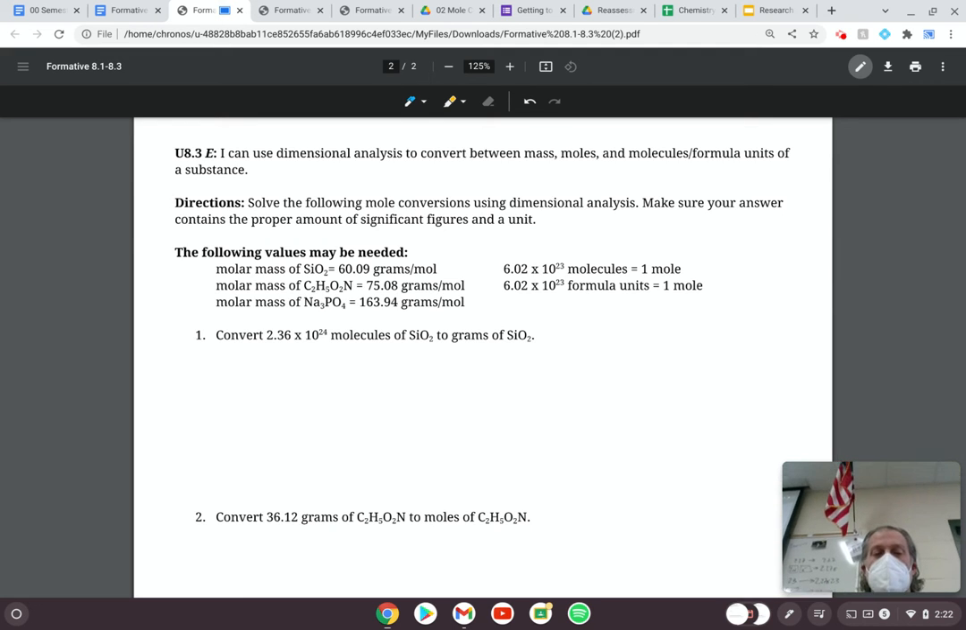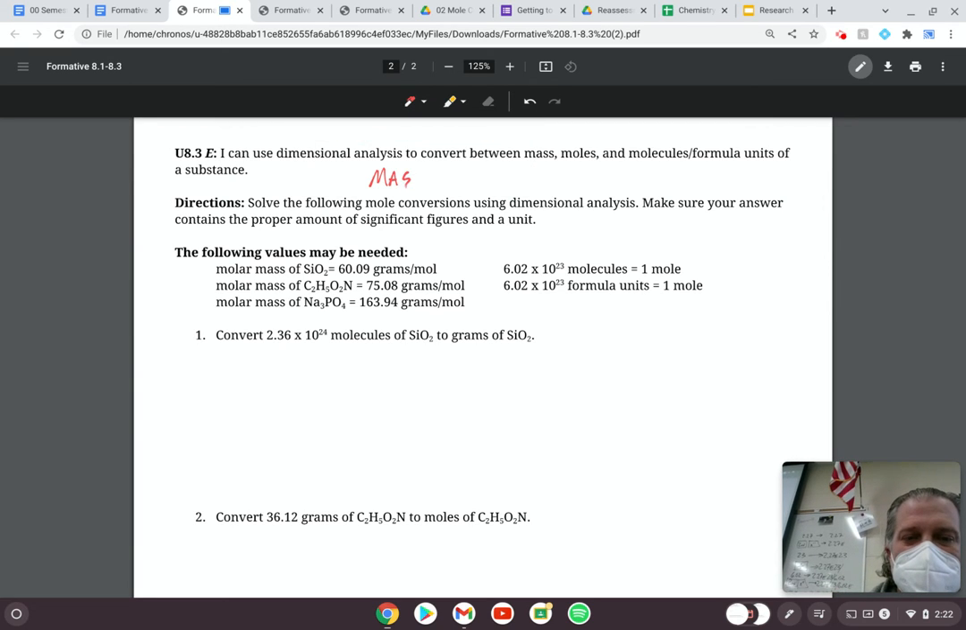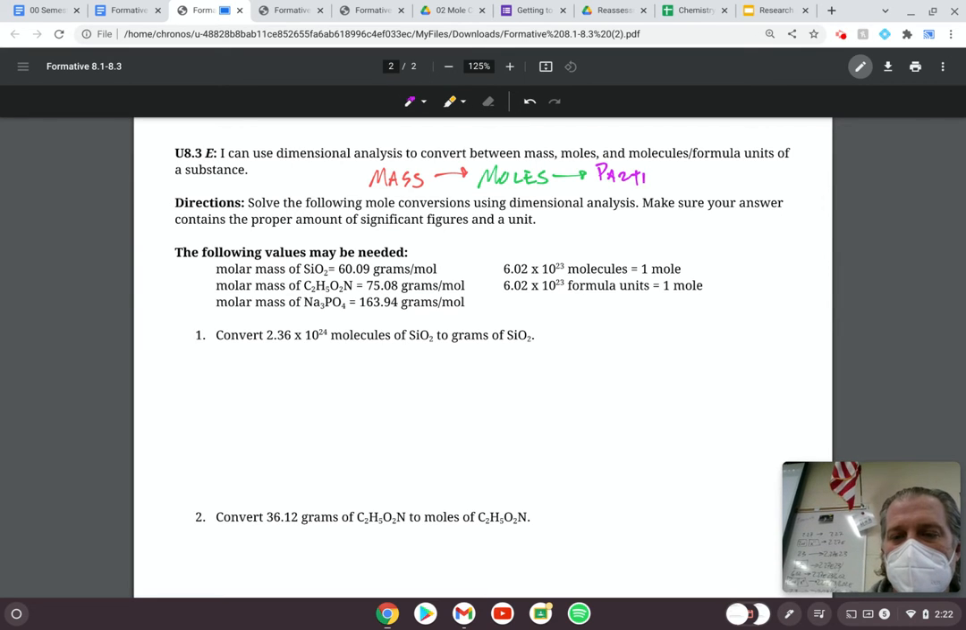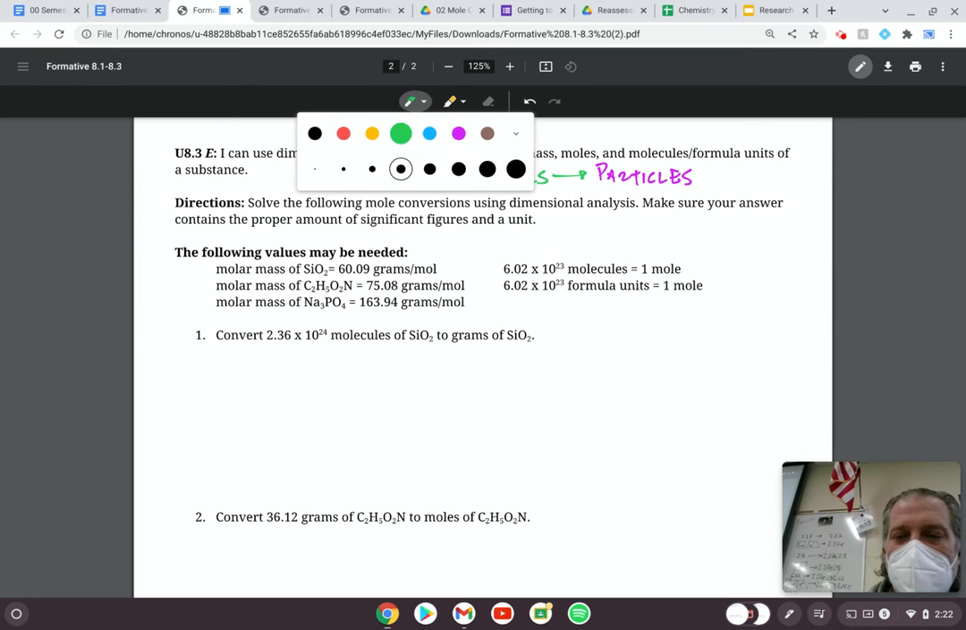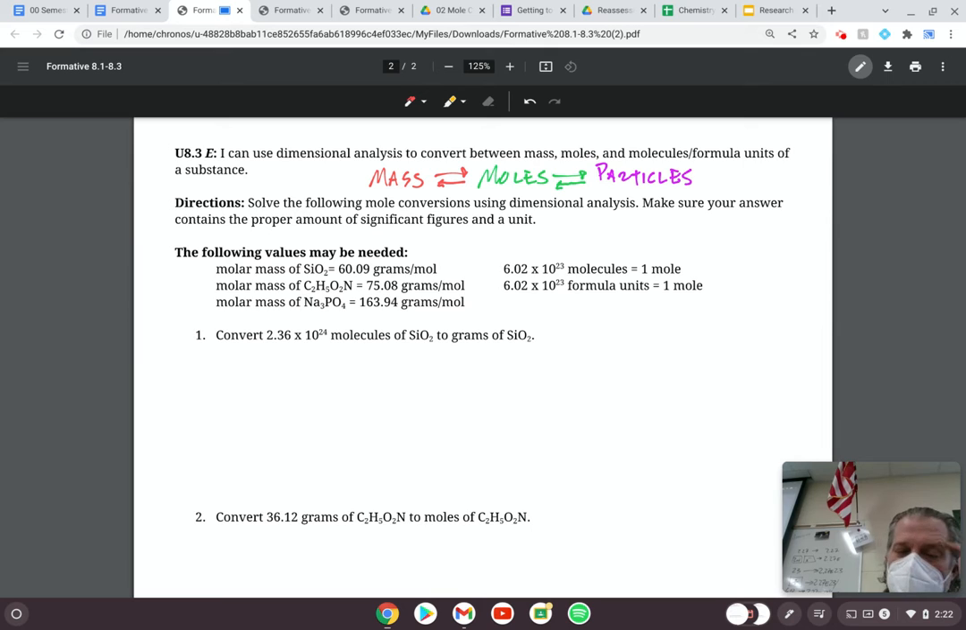So here we go. Remember that when you're converting here, you're going to be talking about mass to moles to particles. So that's your kind of flow chart there, and we can go backwards and forwards here, like so. But you just might want to keep that in mind.